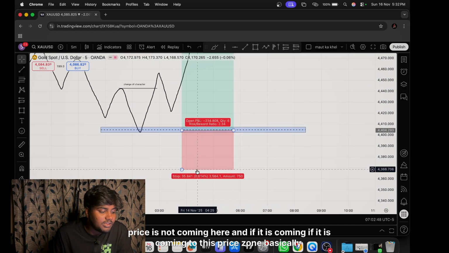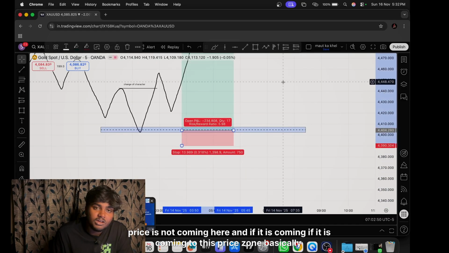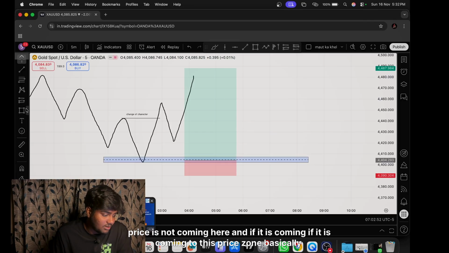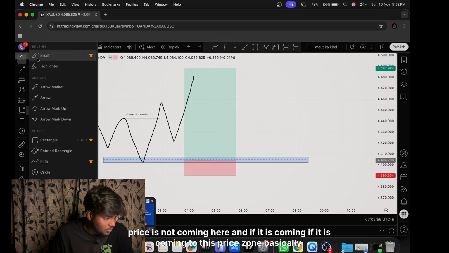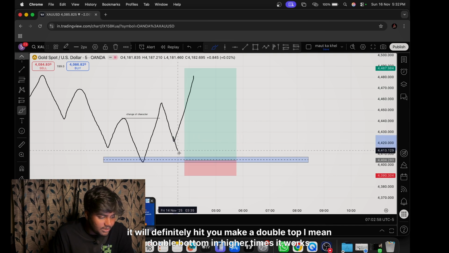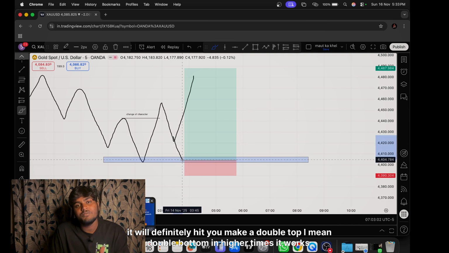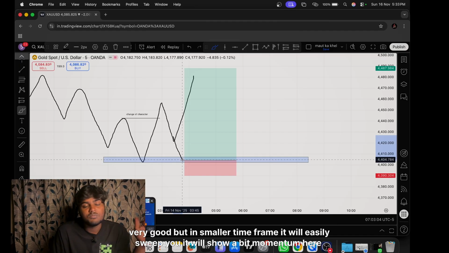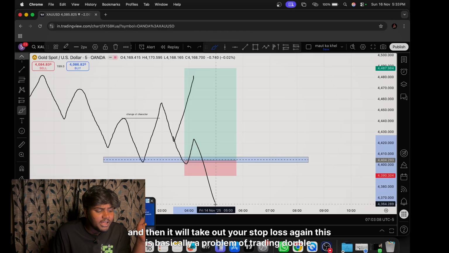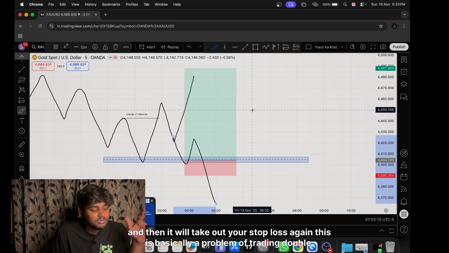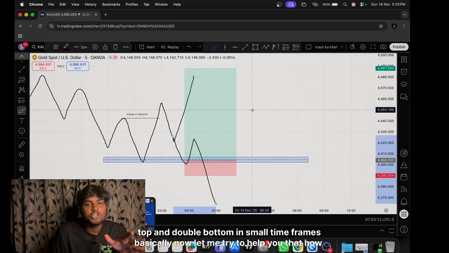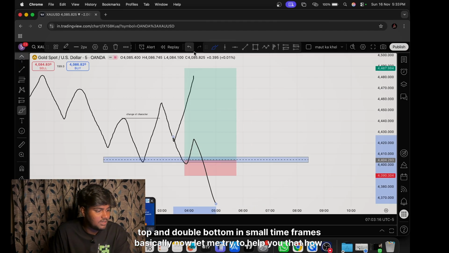But you can see over here that the price is not coming here, and if it comes to this price zone, it will definitely make a double top, I mean double bottom. In a higher time frame it works very well, but in a smaller time frame it will easily sweep you. It will show a bit of momentum here and then take out your stop loss. This is basically the problem of trading double tops and double bottoms in small time frames.